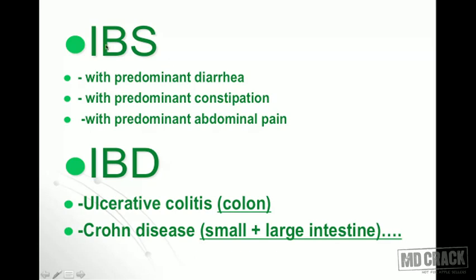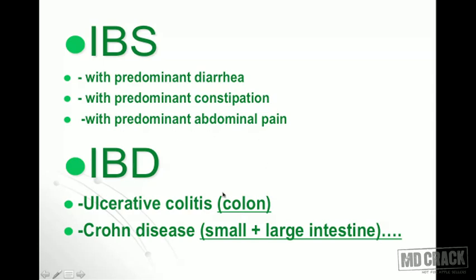IBS is irritable bowel syndrome, and it could be of three different varieties: irritable bowel syndrome with predominant diarrhea, with predominant constipation, or with predominant abdominal pain. Coming to the second one, IBD, that's not irritable, it's inflammatory. Inflammatory bowel disorder or inflammatory bowel disease.